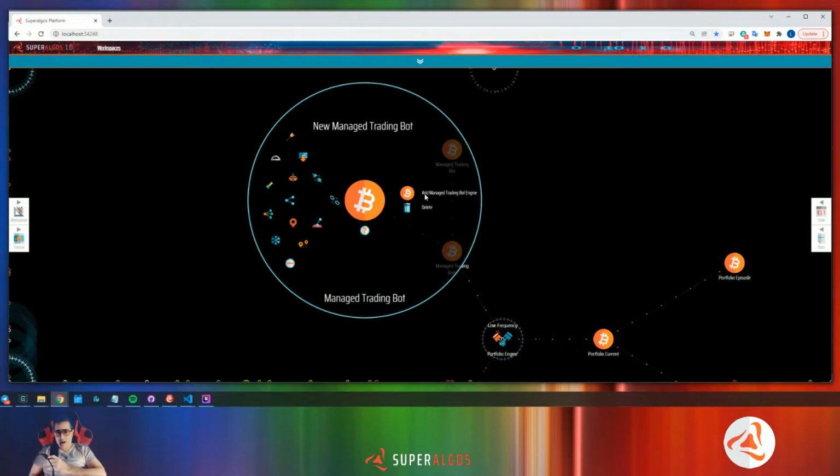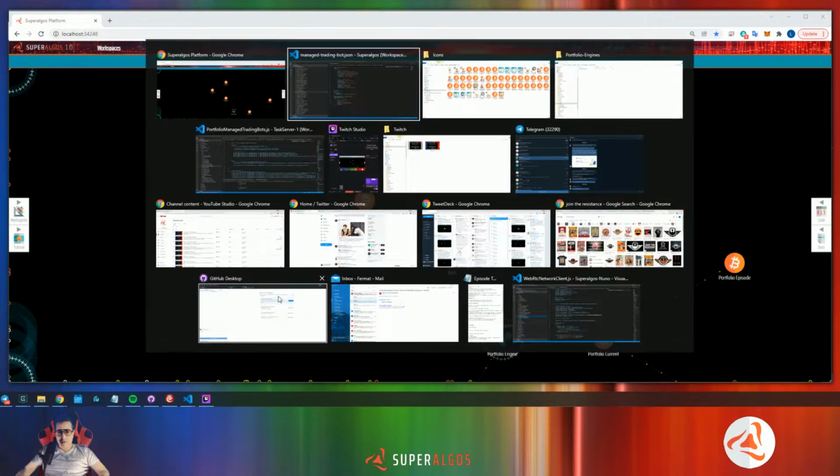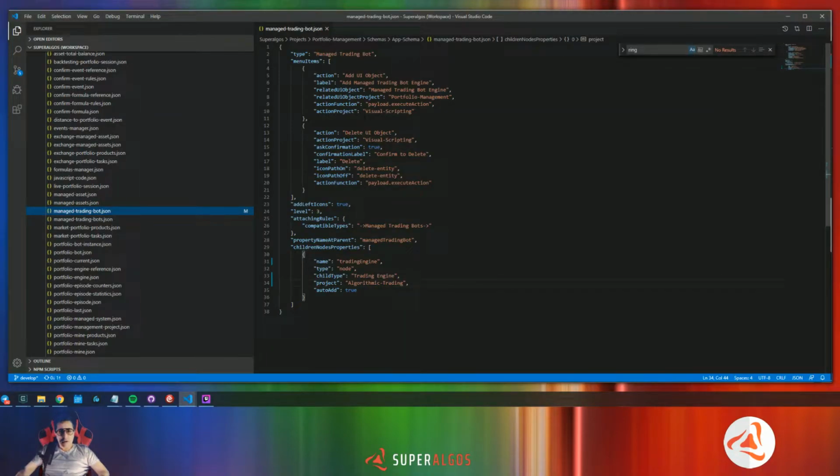And I'm not going to add an icon or a menu to add in a portfolio engine, because this procedure should be to clone one and inject it there, because you want exactly the same trading engine that people are using. So if you use a modified trading engine, then you better clone it and attach it here. Okay, so I'm going to remove this menu item.